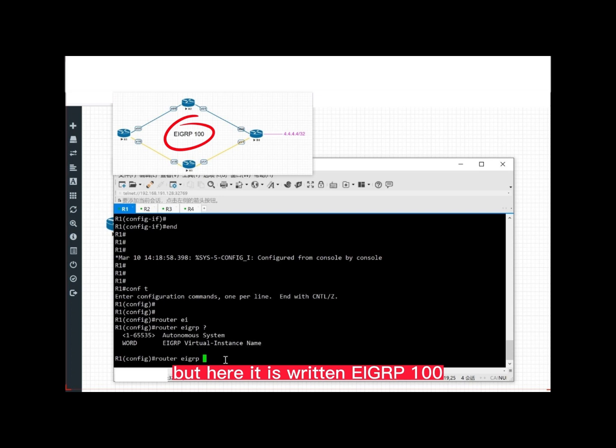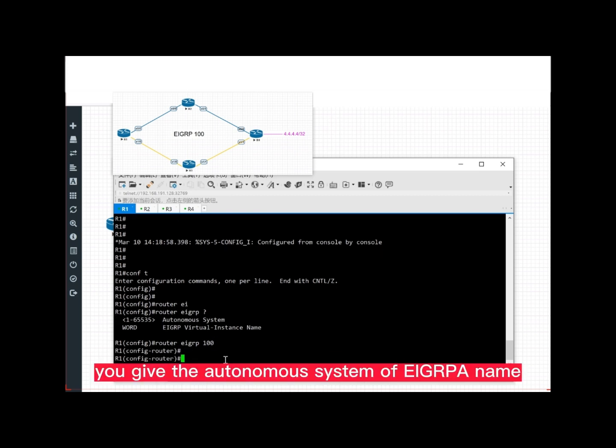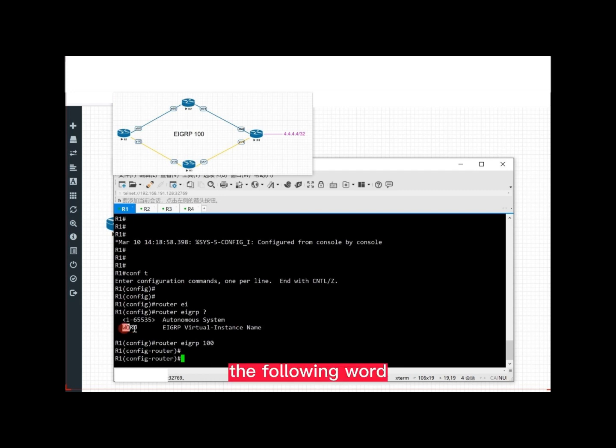But here it is written EIGRP 100. All four devices are consistent. We put 100 here. This is equivalent to giving the autonomous system of EIGRP a name. If we configure now, it must be within an autonomous system. We now configure it with 100, specifying an AS number. EIGRP not only supports the AS number, it also supports naming. This will be more complicated.